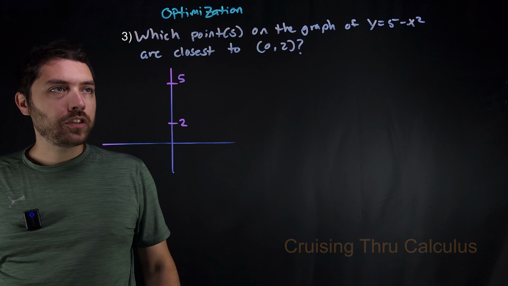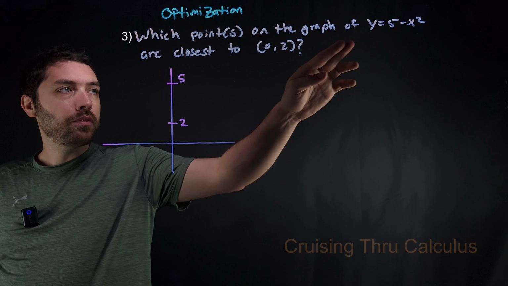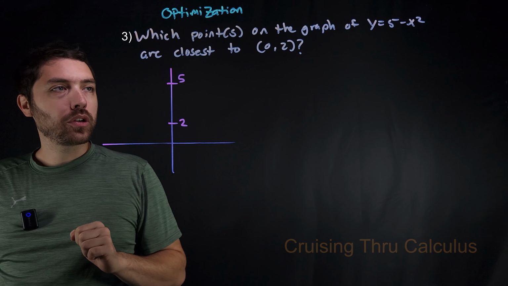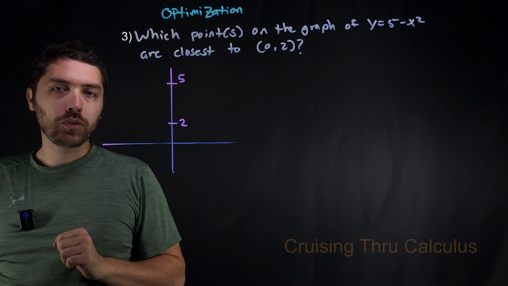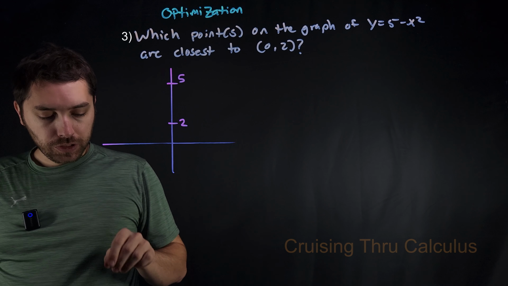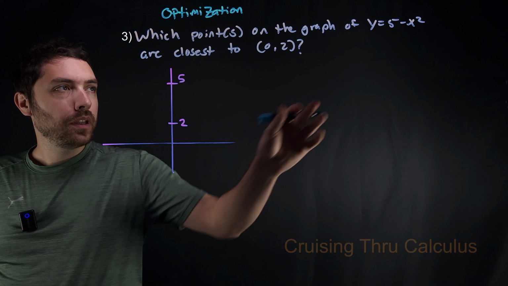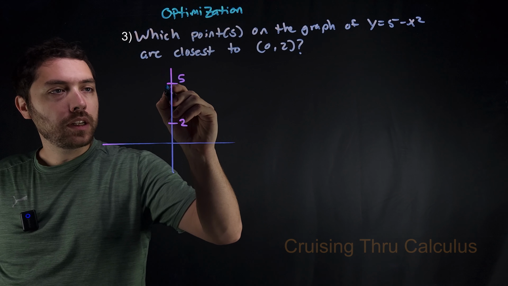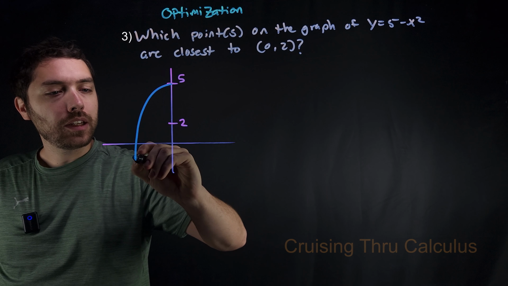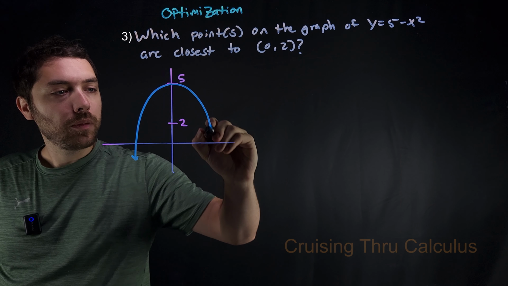Our next problem says, which point or points on the graph of y equals 5 minus x squared are closest to the point (0, 2)? All right, so let's start by drawing a picture here. y equals 5 minus x squared is an upside down parabola because of the negative x squared that has been shifted up 5 units.